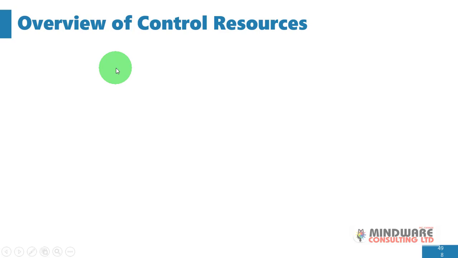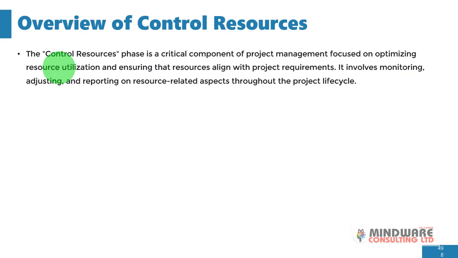Firstly, an overview of control resources. The control resources process is a critical component of project management focused on optimizing resource utilization and ensuring that resources align with project requirements. It involves monitoring, adjusting, and reporting on resource-related aspects throughout the project life cycle.